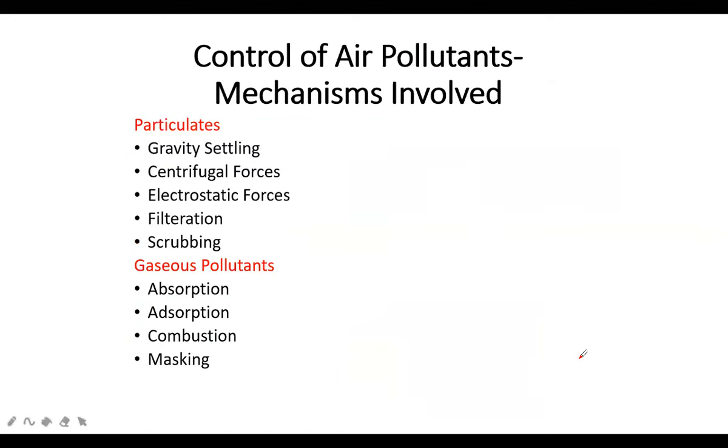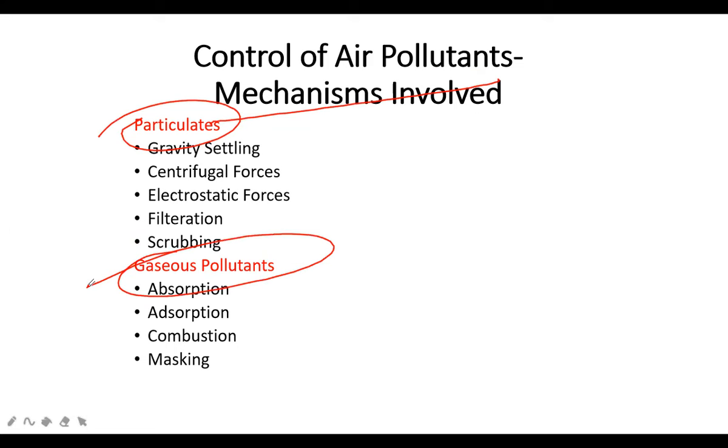Now we get to air pollution control devices, the controls of air pollutants. We need to discuss the mechanisms involved. You have two types of pollutants, as I already told you: particulate and gaseous pollutants. Whenever we are dealing with air pollution, we are talking about these two types.